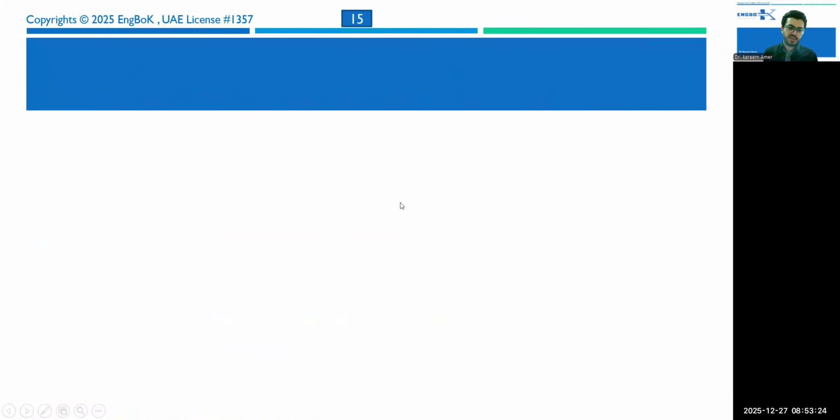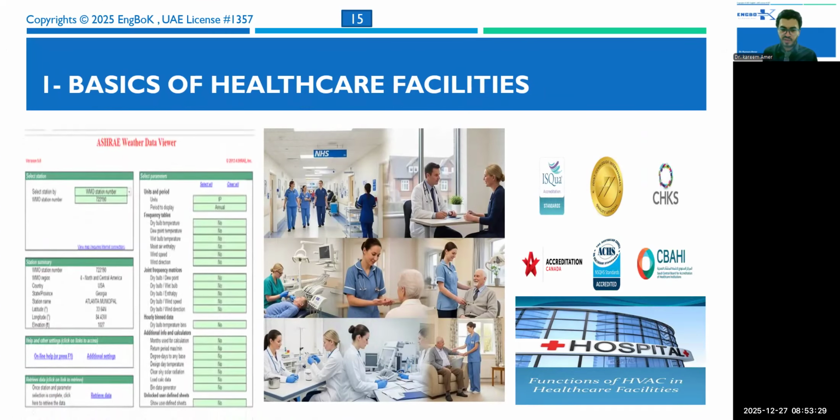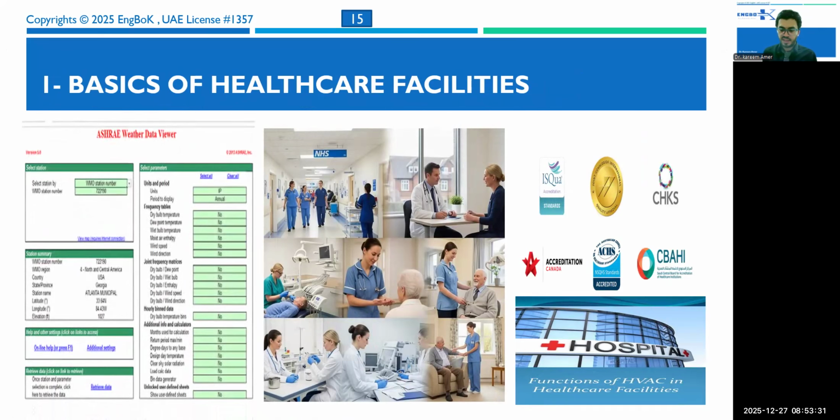So here we'll discuss the classification of healthcare facilities based on the HVAC design manual for hospital and clinic and NFPA 101. Accreditation agencies like CBAHI in Saudi Arabia and different agencies in USA, Canada, Australia, and so on. What is the function of the HVAC system, and the ASHRAE weather data viewer for climate zone and calculation of heating and cooling loads.